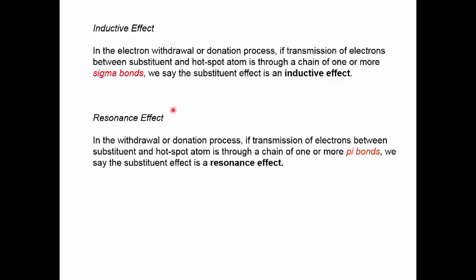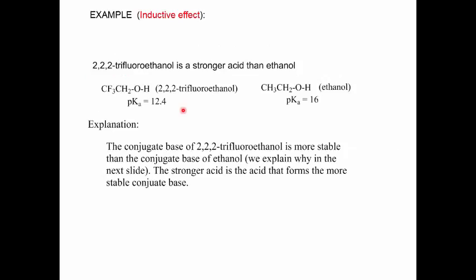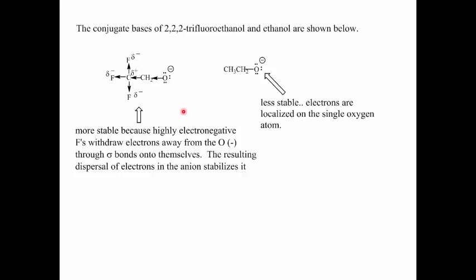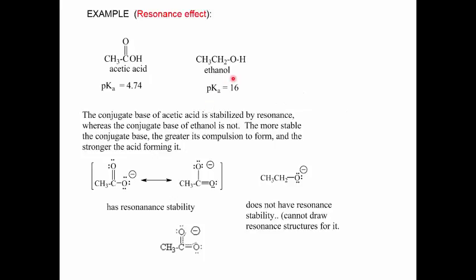Category 2 is called the resonance effect. Now in this case, the electron withdrawal or donation is going to be through a chain of one or more pi bonds. Let's take a look. We're going to compare the acid strength of acetic acid with ethanol. If we ask which is the stronger acid, well, the answer, of course, is given by the pKa value. Acetic acid has a pKa of 4.74 and ethanol is 16. Acetic acid's pKa being lower, that means acetic acid is the stronger acid.